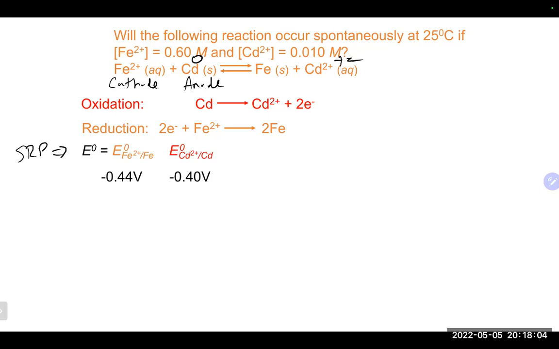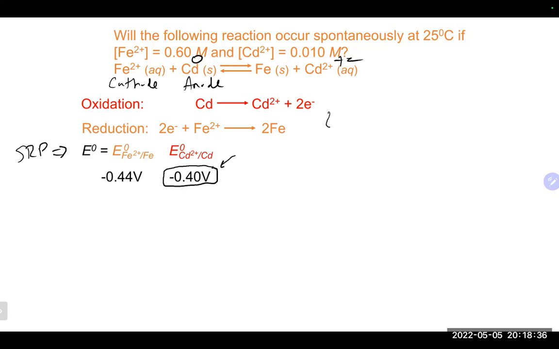Let's take a look. A couple of things on this one. Clearly, we do see some concentrations given to us, and they are not all 1 molar, which tells us again this is a non-standard condition. Once again, if we went to the SRP table, you might be inclined to say that the cadmium should be your cathode based on the value that you see there. But once again, you do want to refer to the equation since it was given to you. And we actually see the opposite here, that it is actually the iron that is our cathode.